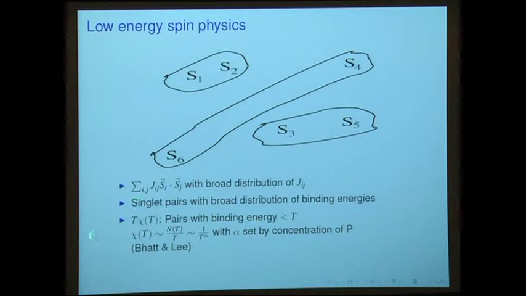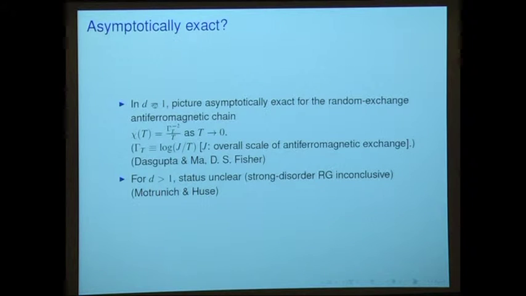And this was made quantitative by Bhatt and Lee, who argued that this leads to a susceptibility which diverges as a power law at low temperature. So it's not quite a Curie tail. It's not 1 over temperature, because N of T is vanishing in some way as temperature goes to 0. It's a weaker power law divergence, where this power, alpha, is set by the concentration of the phosphorus. So this was the phenomenology, which came to be known as Bhatt-Lee physics, in some circles at least. And the question is, is this asymptotically exact? Is this really what happens at very, very low temperature?